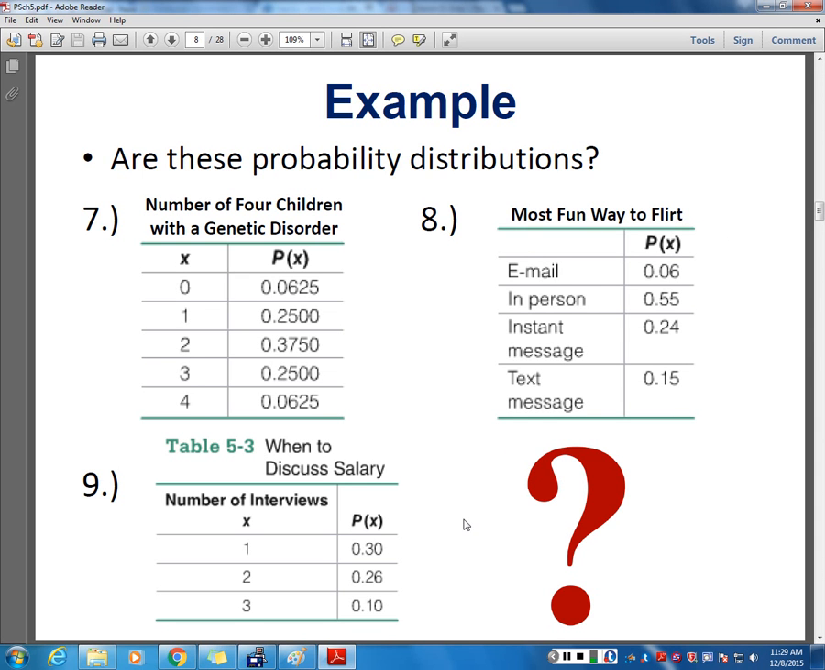And what about number 9? Number 9, when to discuss salary. X is the number of interviews, so numerical values of x correspond to probabilities. That's clear. All the probabilities are between 0 and 1 inclusively. However, if I add the probabilities, I do not get 1 or 100%. It falls short of that. So number 9 is not a probability distribution. So again, 7 is, 8 and 9 are not.